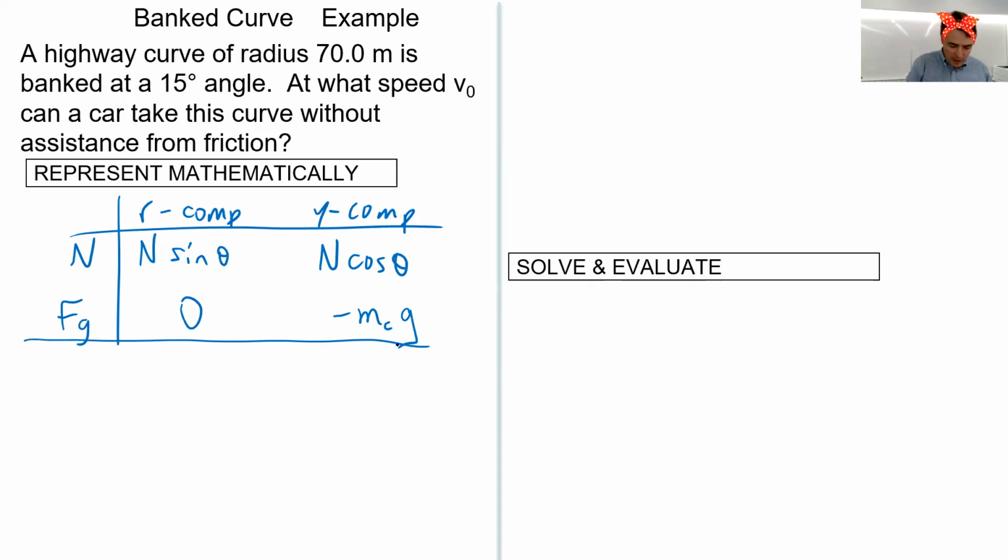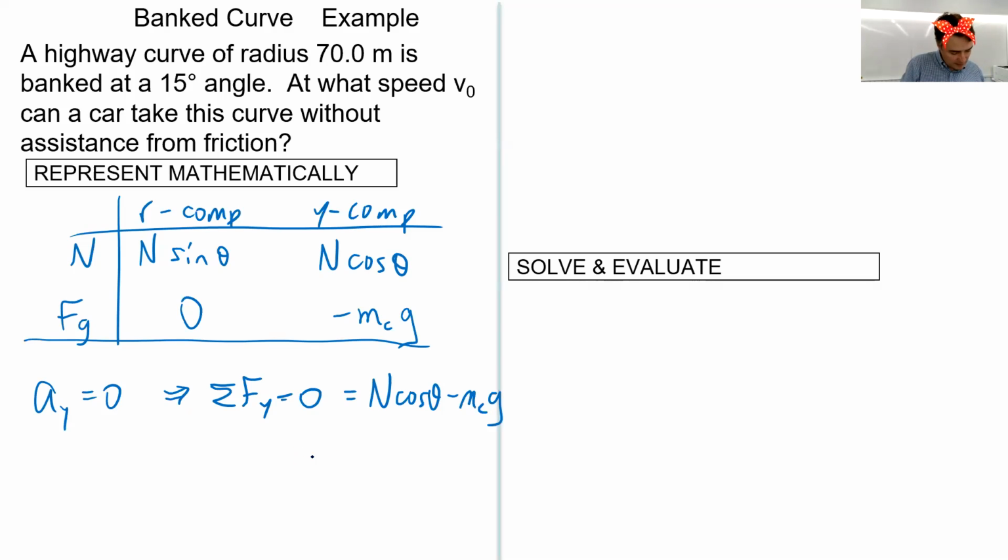The system was the car. Since a sub y equals 0, the sum of the forces in the Y direction is equal to 0. That's equal to n cos theta minus mg. So what that means, and this is weird, is that the normal force is the mass of the car times g divided by cos theta. I don't know if you ever saw that coming before, but in a banked curve problem like this, the normal force is mg over cos theta. Just kind of different. So, okay, now we've got the normal force.